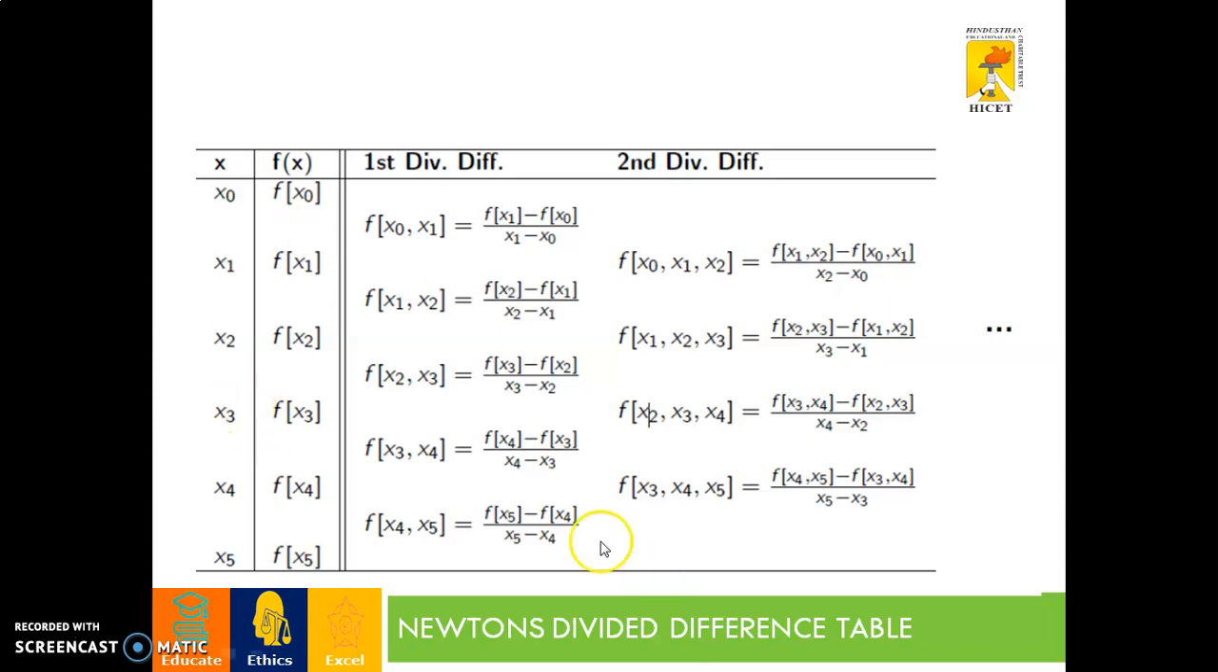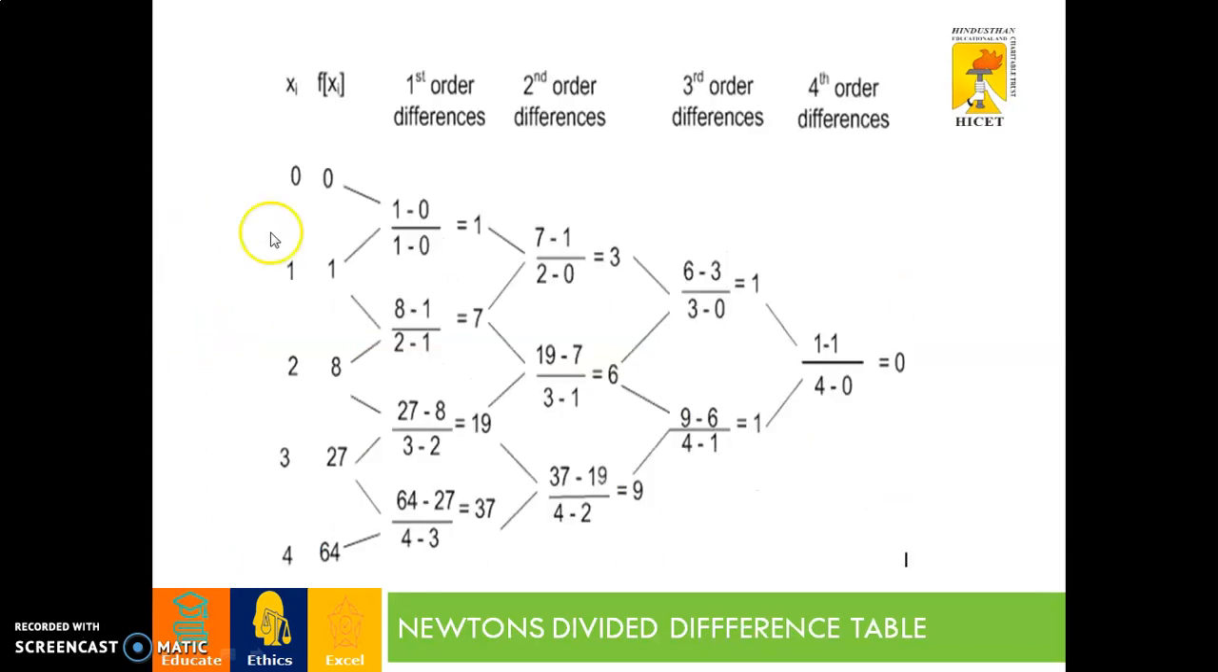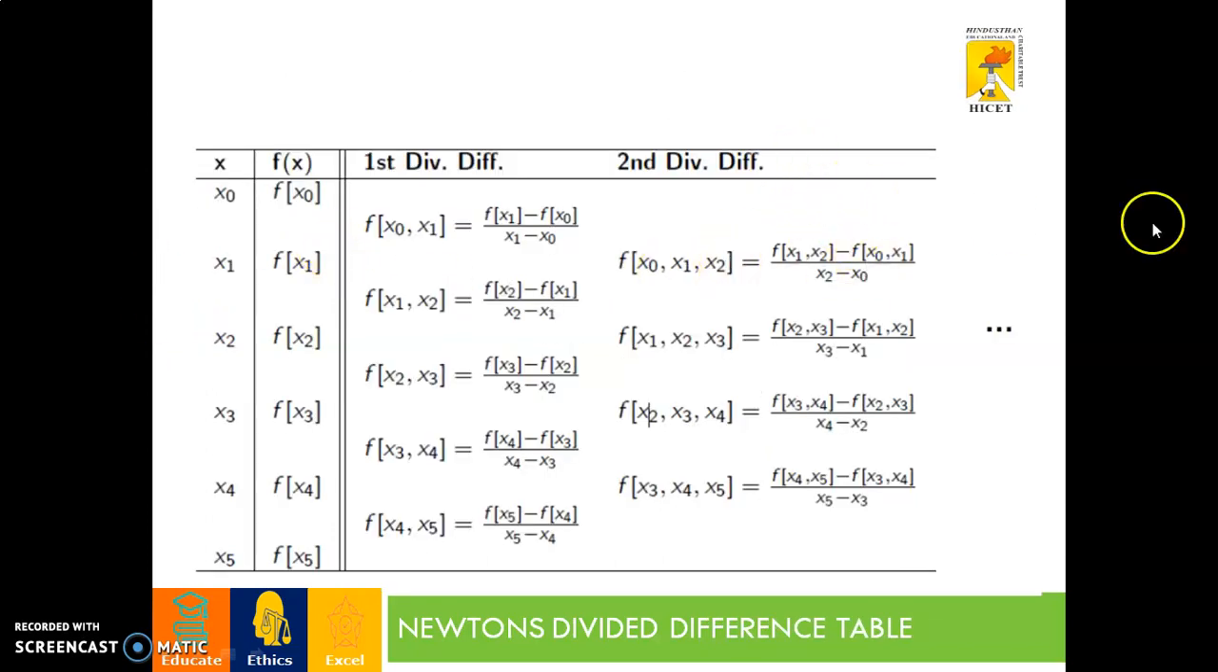The first divided difference is formed using the formula: we subtract f(x0) from f(x1) and divide by x1 - x0. This f(x0, x1) is our first divided difference value, which is denoted by del. Then the second divided difference is formed by subtracting these two values and dividing by x2 - x0. This is denoted by del square, and so on.